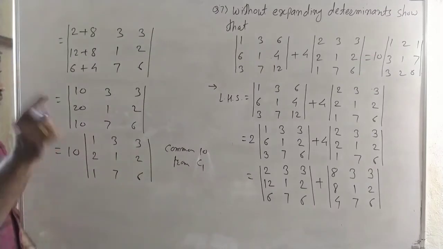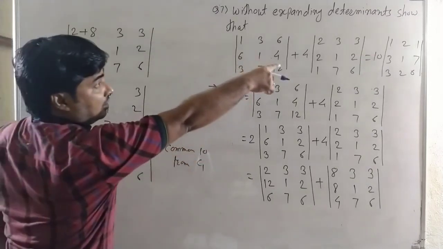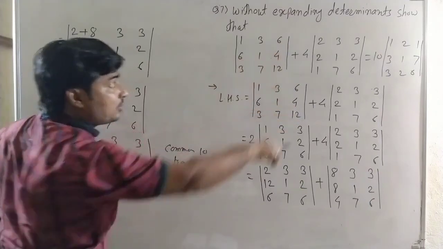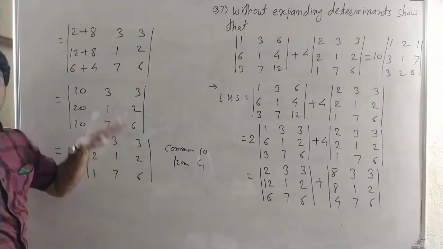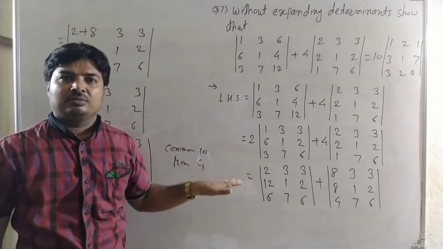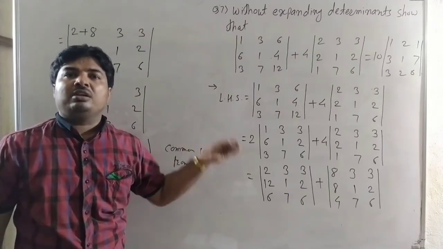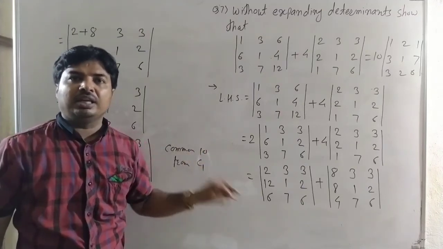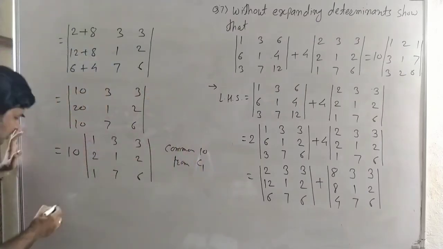Okay, one more step. Here it is 1, 3, 3, which is a row, but in our RHS, 1, 3, 3 is the first column. So we interchange all elements. Again we use the first property: if we interchange all rows and columns in the determinant, then the value of the determinant remains unchanged. So we interchange the rows and columns.